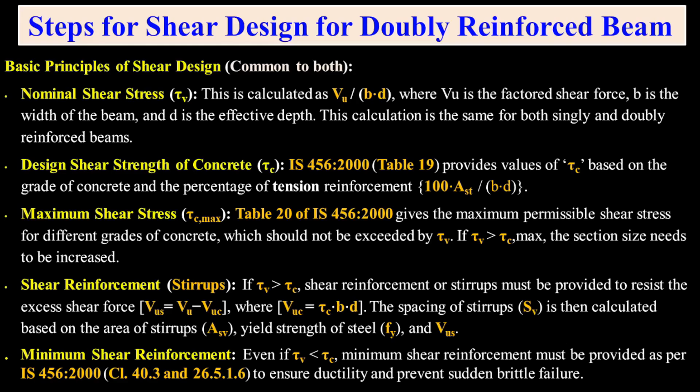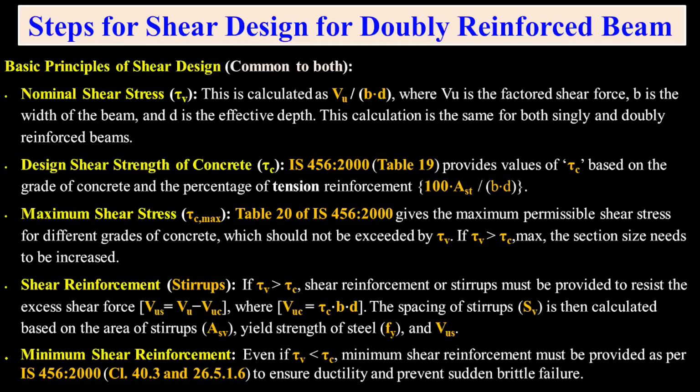I've already explained this in detail in my video series, Excel for IS 456 Beam Design, Solving Shear Stress Problems, Parts 2 and 3. For the sake of recapitulation, let's quickly go over these essential steps. First, we calculate the nominal shear stress, tau v. This is simply the factored shear force, Vu, divided by the effective cross-sectional area, B multiplied by D. This calculation remains identical for both singly and doubly reinforced beams.